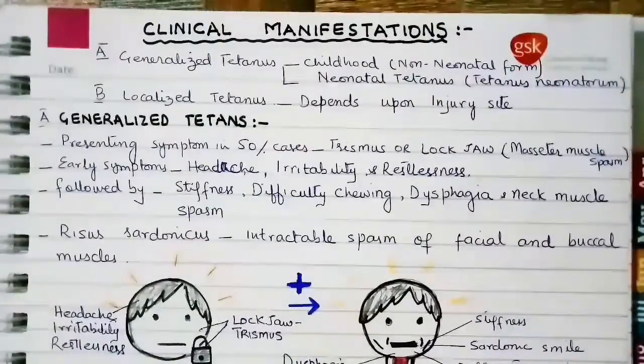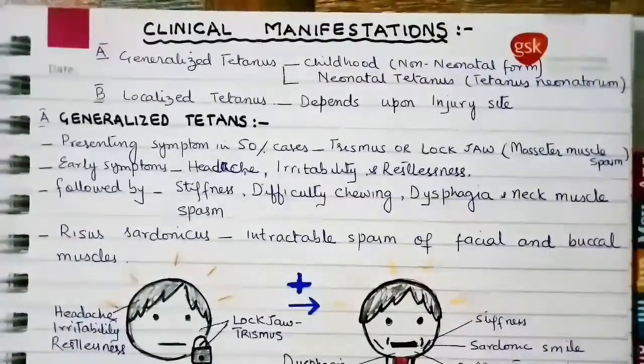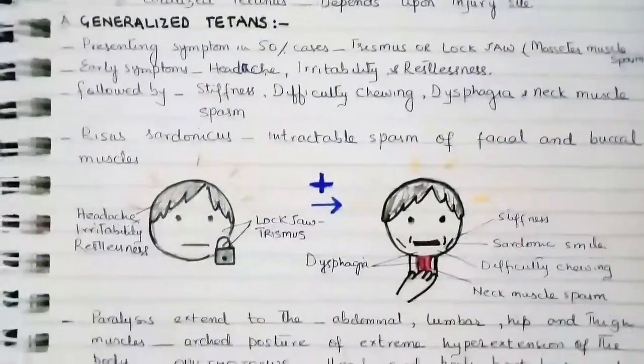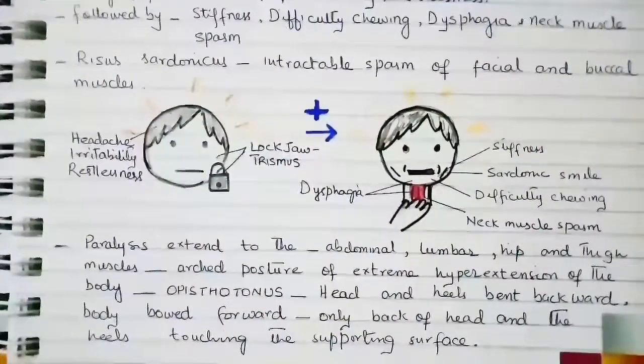Now friends, I will discuss the clinical manifestations. Tetanus is an acute spastic paralytic illness. It is broadly classified into two types. First is the generalized tetanus, which includes the childhood tetanus and the neonatal tetanus. Second type is the localized tetanus, in which cephalic form is important.